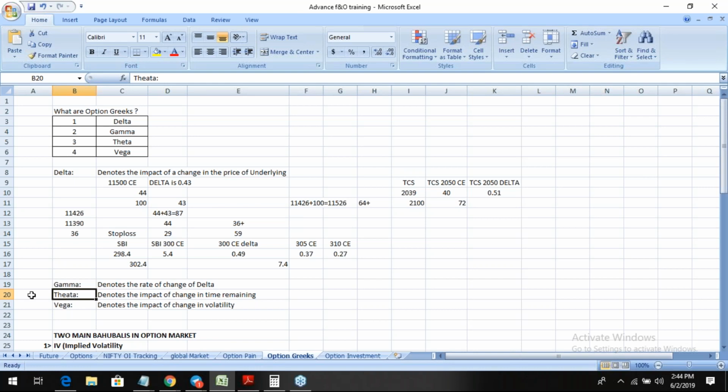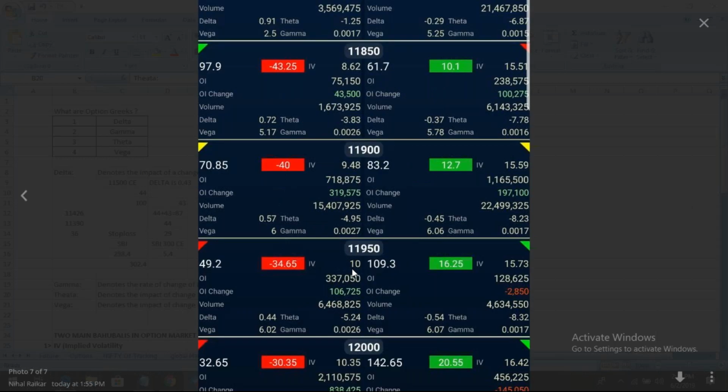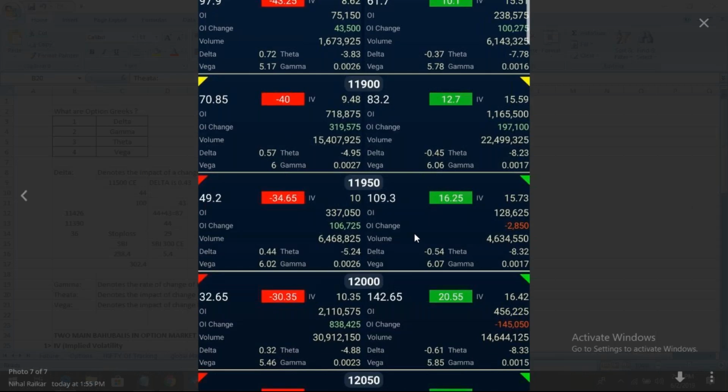Now, what does theta denote? It denotes the impact of change in time remaining. Theta denotes how much time is remaining. See, if you're buying at 5.24, that is the theta, the time you have remaining. But it doesn't matter much, right? The most important are delta and gamma, and Vega shows the volatility.